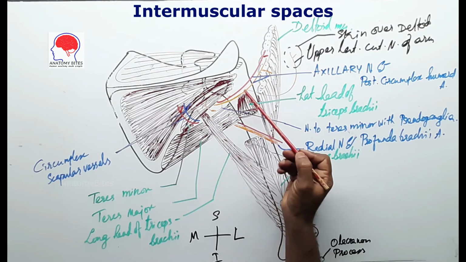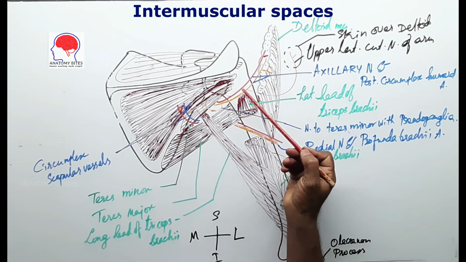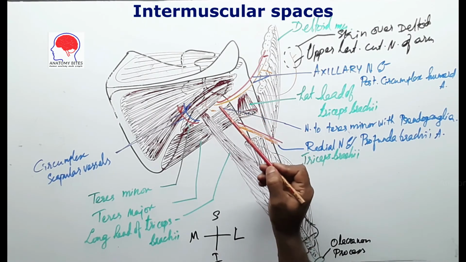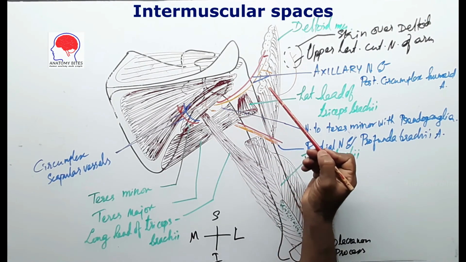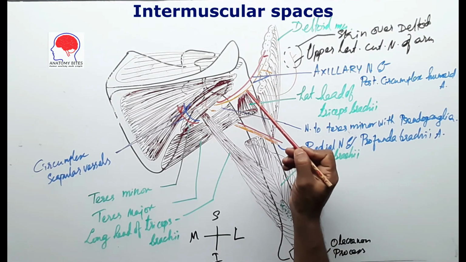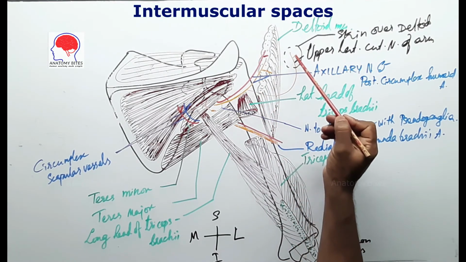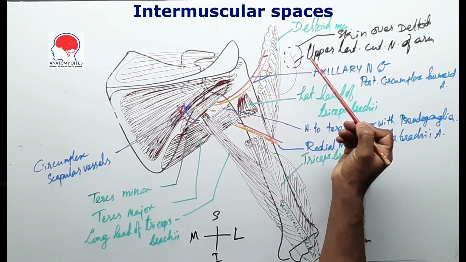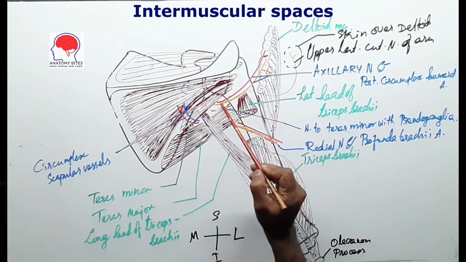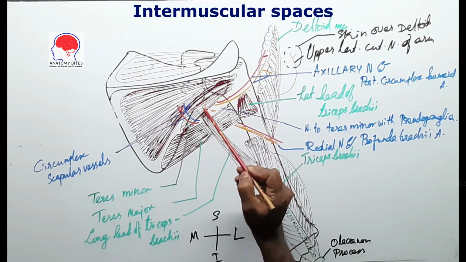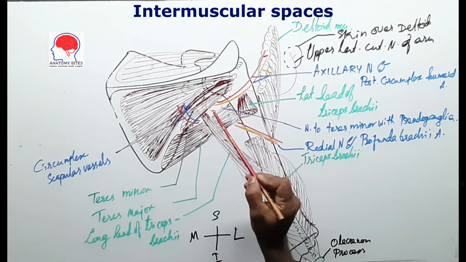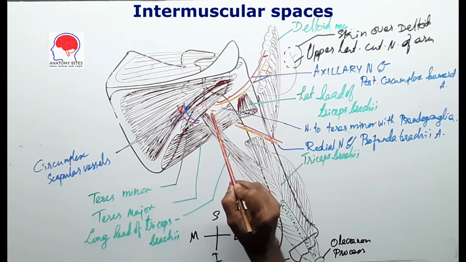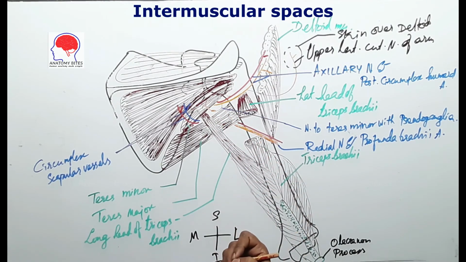The posterior circumflex humeral artery is a branch of the third part of the axillary artery, and the axillary nerve is a branch arising from the posterior cord of the brachial plexus. This axillary nerve supplies the deltoid muscle, as well as giving a cutaneous branch which supplies the skin overlying the deltoid, named the upper lateral cutaneous nerve of the arm. This axillary nerve also gives a small branch to the teres minor muscle, which is characterized by a pseudoganglion, a condensation of connective tissue.